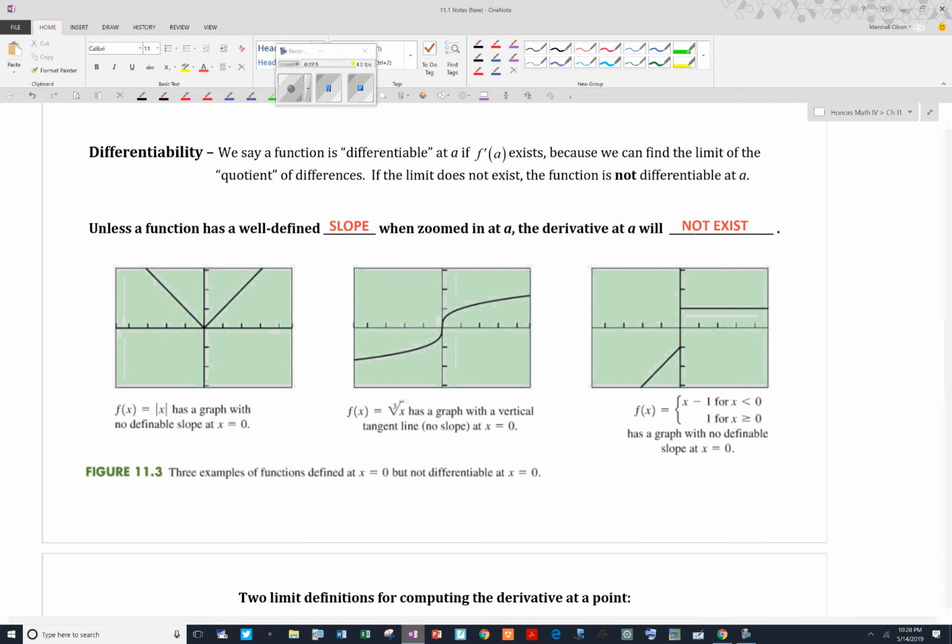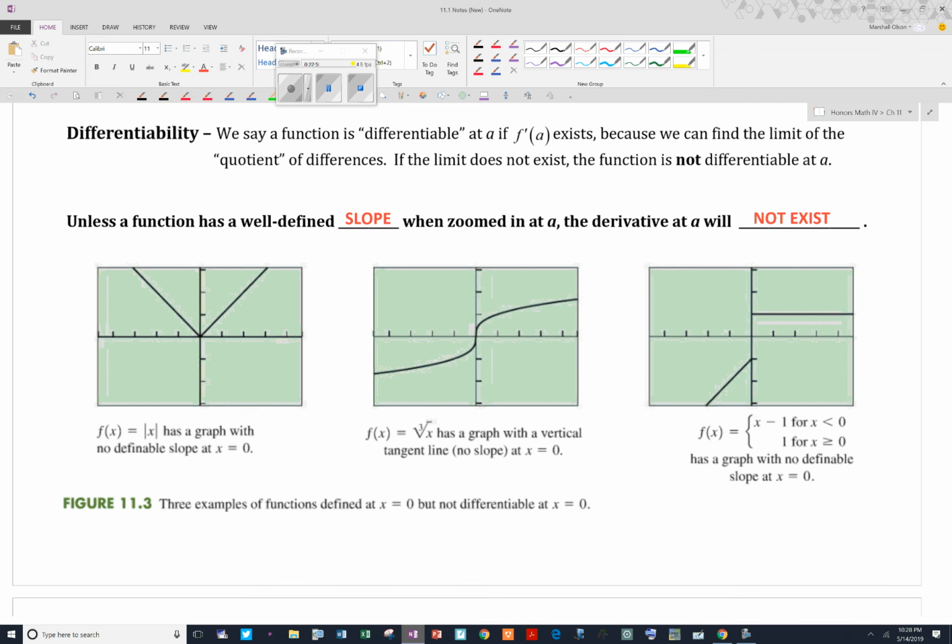Let's talk about differentiability. Okay, because not every function is differentiable at every value of a. All 3 graphs that you see down here are differentiable at every point on the graph except for 1, and they're all not differentiable at 0. Okay, and here's why. Unless a function has a well-defined slope when zoomed in at a, the derivative will not exist at that value a.